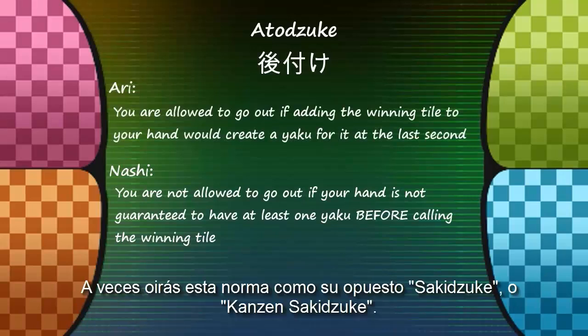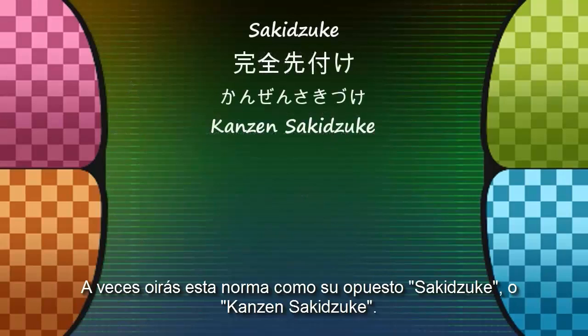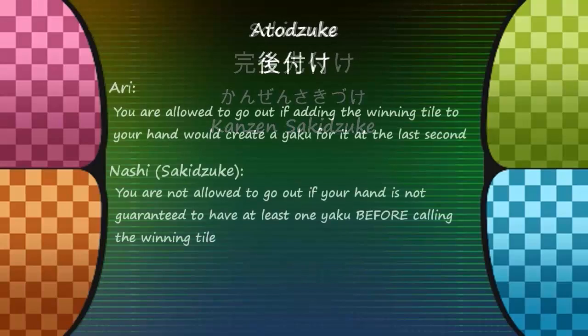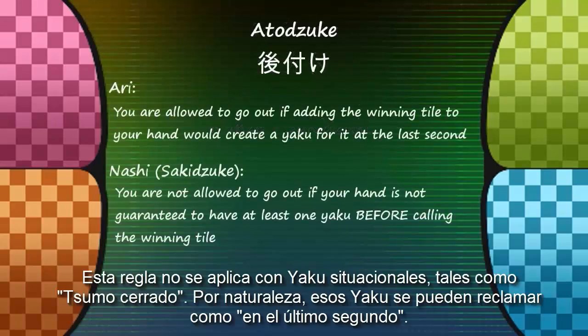Sometimes you may hear the rule referred to by its opposite name of sakizuke, or kanzen sakizuke. Present and absent have the opposite implications in that case. This rule does not apply to situational yaku such as closed tsumo. Those yaku are always allowed to be credited to your hand at the last second by their very nature.